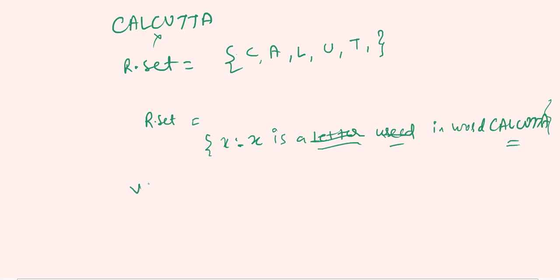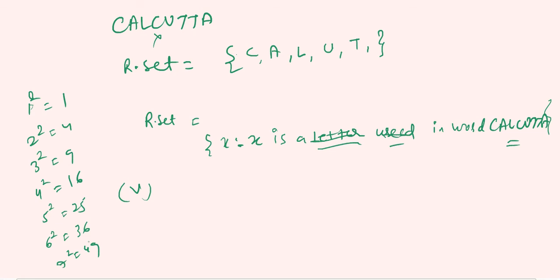Question number 5 I am solving. Set of all 2-digit numbers that are perfect squares as well. So 2-digit square. First you should know 1 square 1, 2 square 4, 3 square 9, 4 square 16, 5 square 25, 6 square 36, 7 square 49, then 8 square 64, 9 square 81, 10 square 100. Now in the question it is given set of all 2-digit numbers which are perfect squares as well.